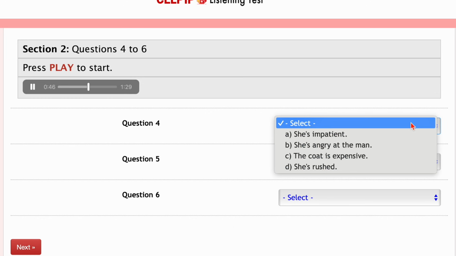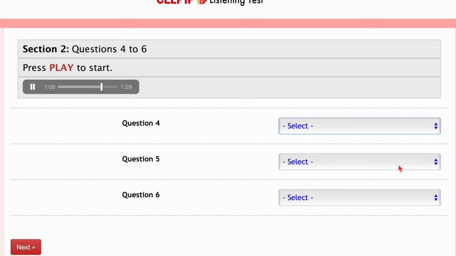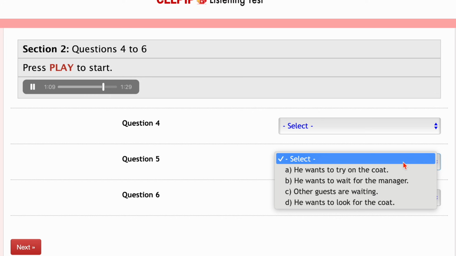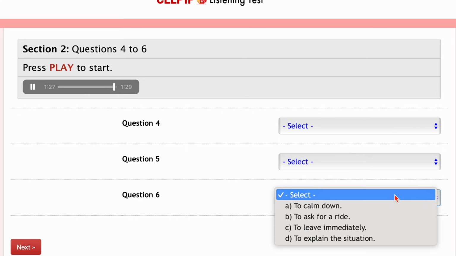Question 4. Why is the woman so upset? Question 5. Why does the man ask the woman to return later? Question 6. Why will the woman go to the cab driver?